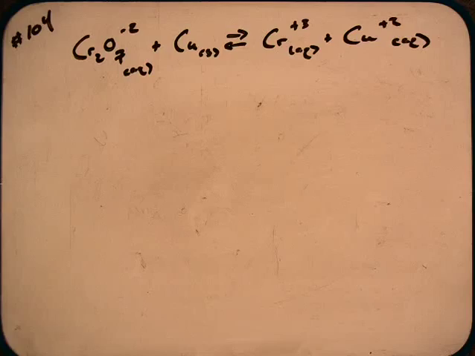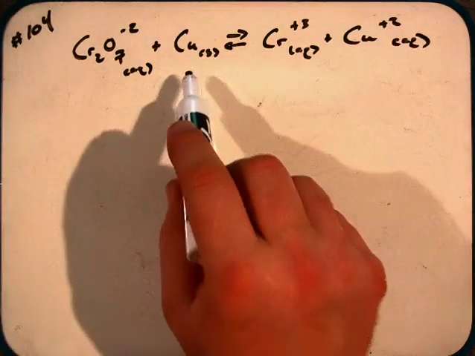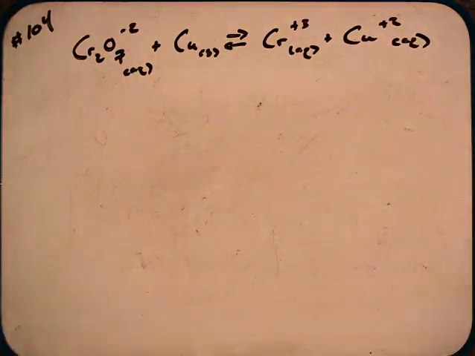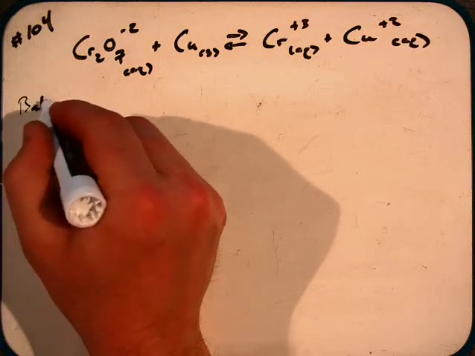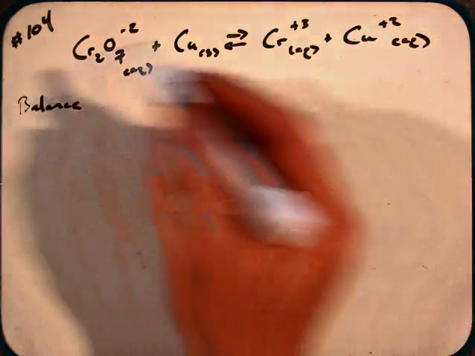This is number 104 in Chapter 18. It's a redox titration question. And it asks us to consider the following unbalanced redox process, with dichromate and solid copper reacting to give us chromium plus 3 and copper plus 2. And it asks us really two questions. The first question is to balance the reaction.